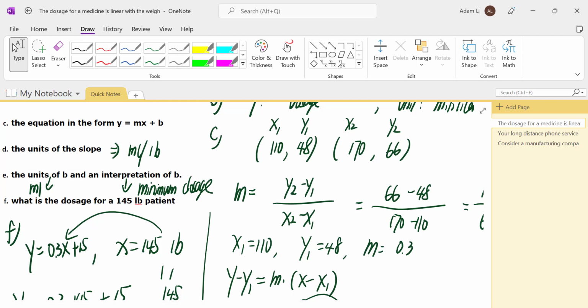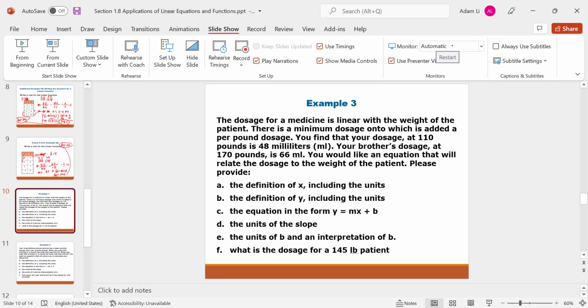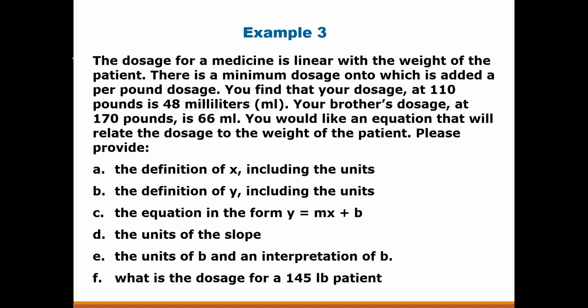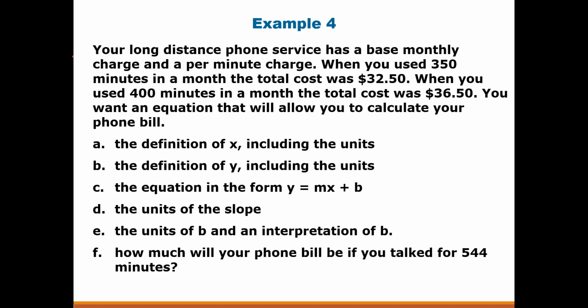So let's go back to the PowerPoint. Let's continue from here. We'll take care of this dosage problem. So now another problem is the monthly service charge for phone service. The long distance phone service has a base monthly charge and a per minute charge. You use 350 minutes in a month. The total cost was $32.50. When you are using 400 minutes in a month, the total cost was $36.50.